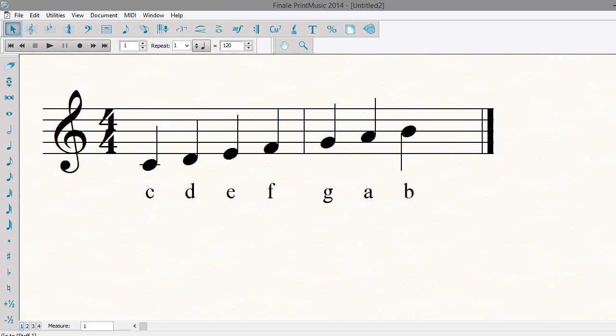Now it is worth noting that these positions of the base notes are only true in this clef, but that is something we are going to talk about another day.